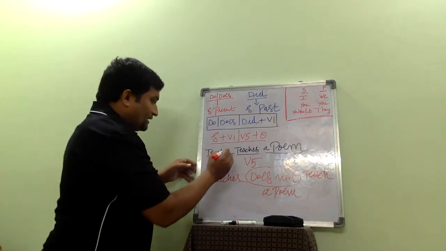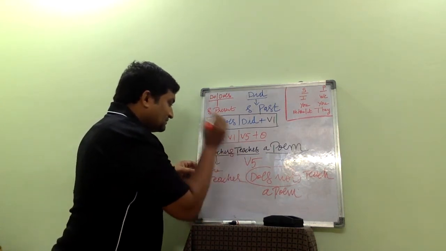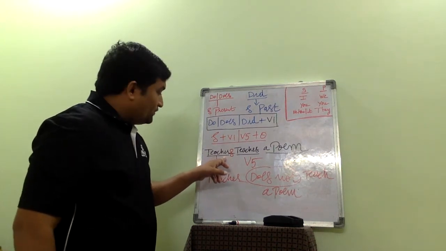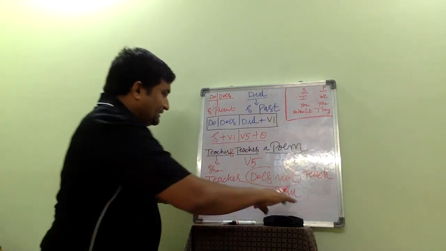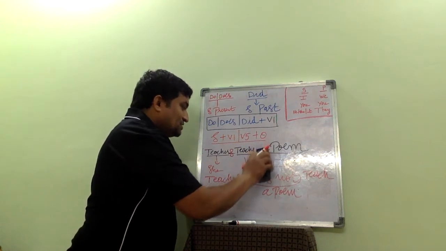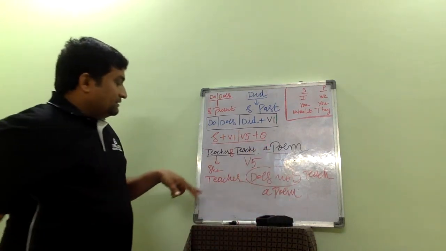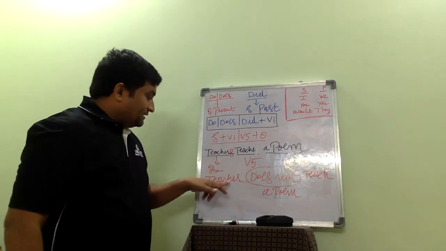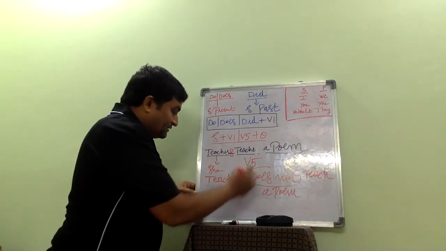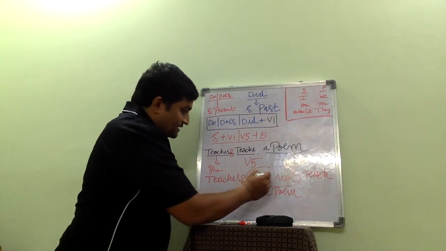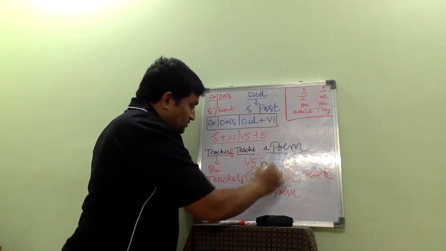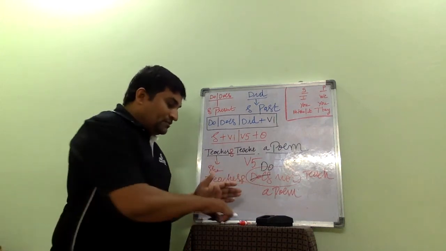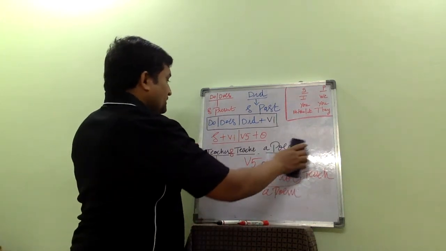Suppose here if I write teachers, it becomes plural, so we have to use teach. Teachers teach a poem. Then when you write the negative sentence, since the subject is plural, it changes into do. Teachers do not teach a poem. Let me explain with some more examples.